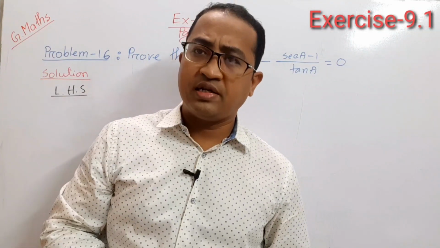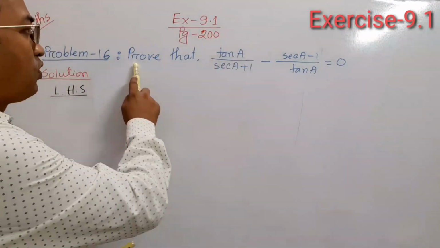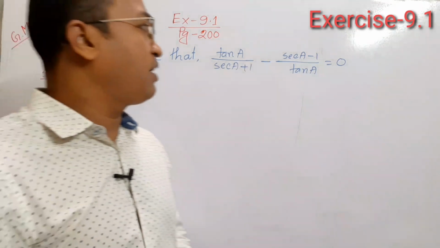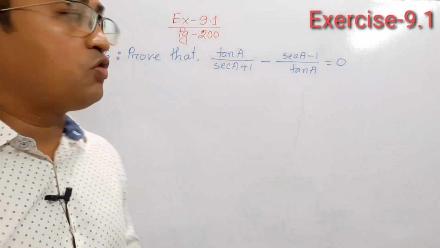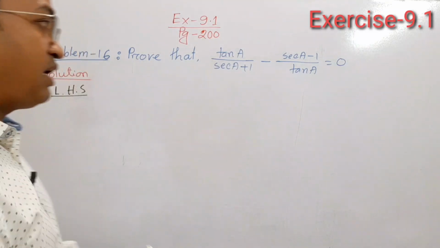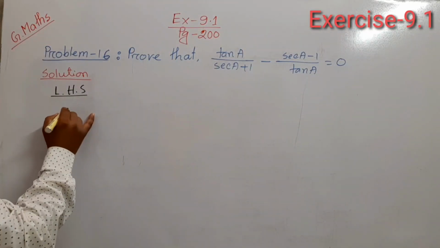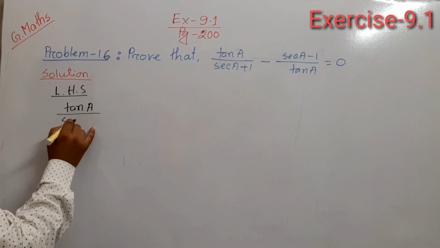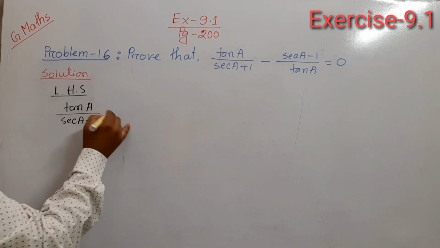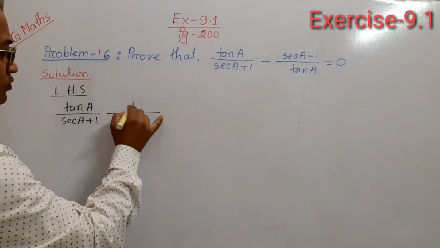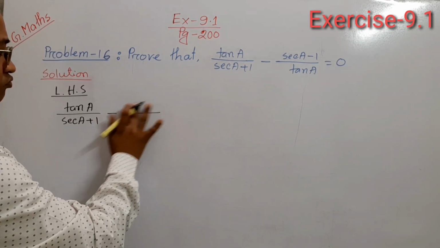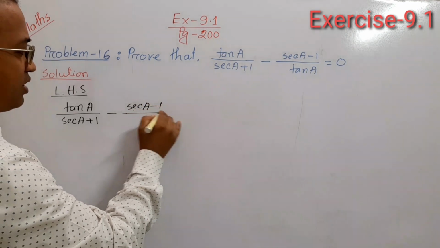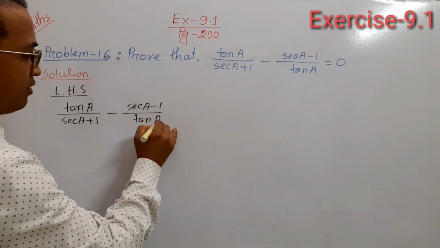Now question number 16. Prove that tan A by (sec A plus 1) minus (sec A minus 1) by tan A equal to 0. So left hand side, tan A by (sec A plus 1) minus (sec A minus 1) by tan A.